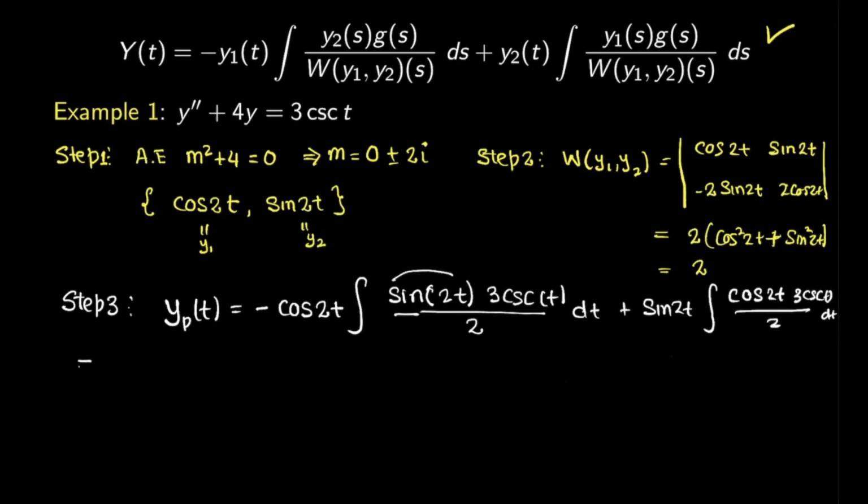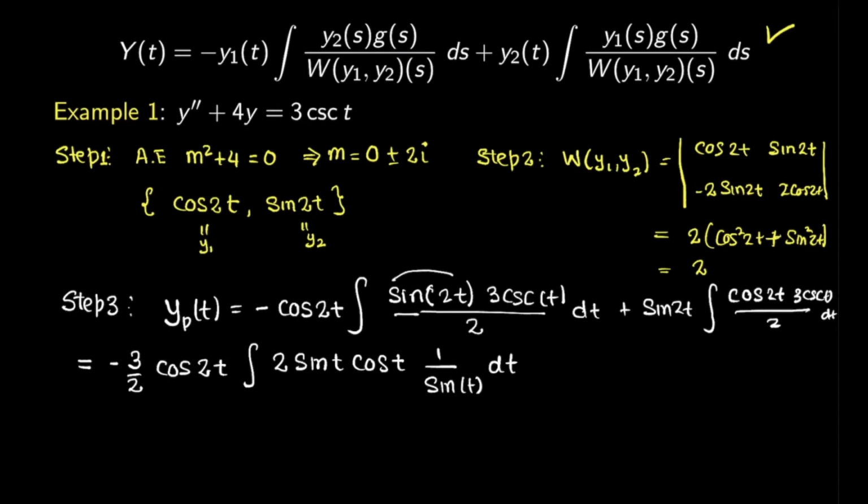Therefore, this is equal to minus 3/2 cosine of 2t, and the integral of sine of 2t, which is 2 times sine t cosine t. I will change it to a single angle, and cosecant is 1 over sine of t, dt. Plus again 3/2 sine of 2t. Now for the integration, cosine 2t can be written as 1 minus 2 sine squared t, and then we divide by sine t dt, because cosecant is 1 over sine.